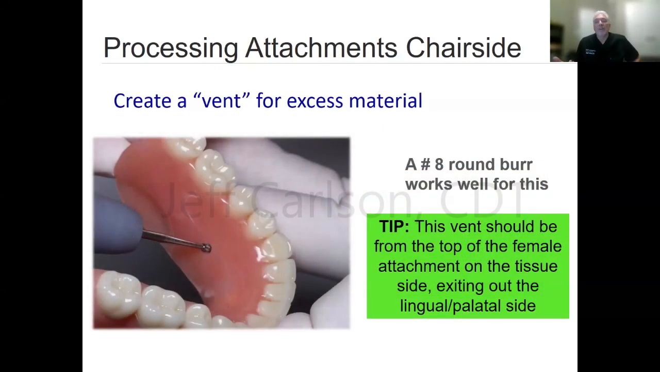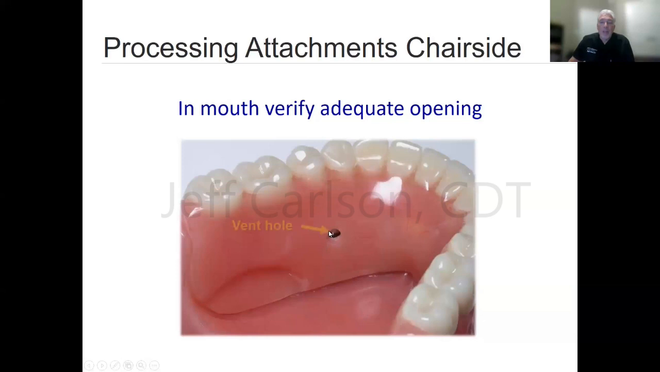Then this is a very important and easy thing to do. You want to create what I call a vent hole. You're in a closed environment. You can't see the recessed area where we're going to bond that attachment in, because the denture is covering it when it goes in the mouth. So I found the number 8 burr works the best. You drill a hole so that the vent hole is right at the top of the abutment. You don't want this vent hole at the bottom of the abutment. You want it at the top, and I'll share that with you coming up here.